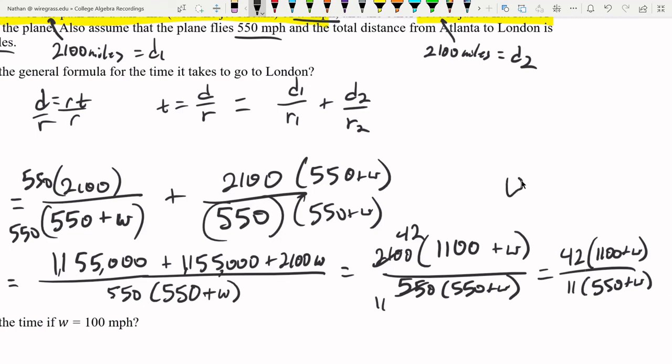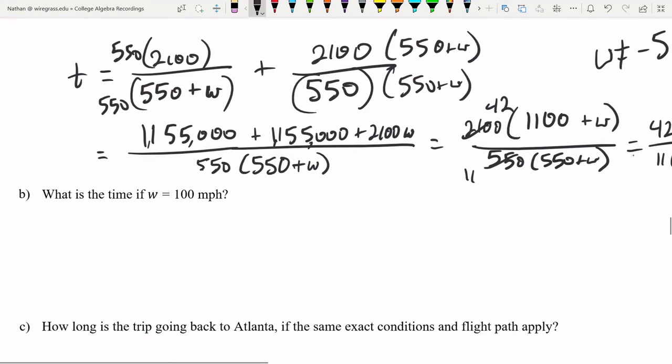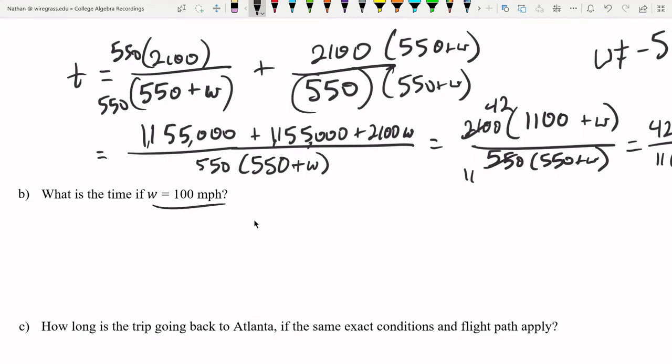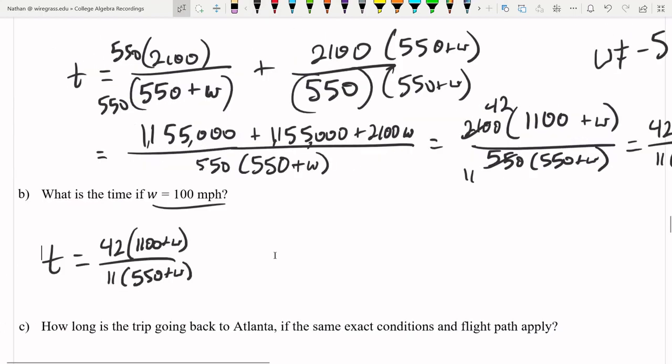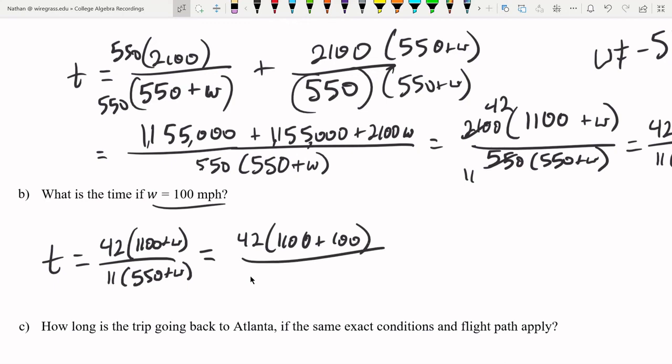But it is important to note that W cannot equal negative 550. Of course, if the wind stream equaled 550 miles per hour in the opposite direction, that'd be pretty fast wind stream. And so that's unlikely to ever happen in real life. Now, if the wind stream is traveling at 100 miles per hour, what time does it take? Well, all we have to do is plug in 100 into this expression here. So we're going to get 42 times 1,100 plus 100 over 11 times 550 plus 100, and simplify.